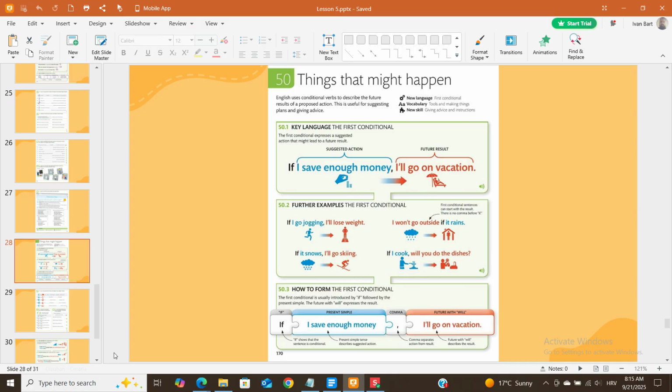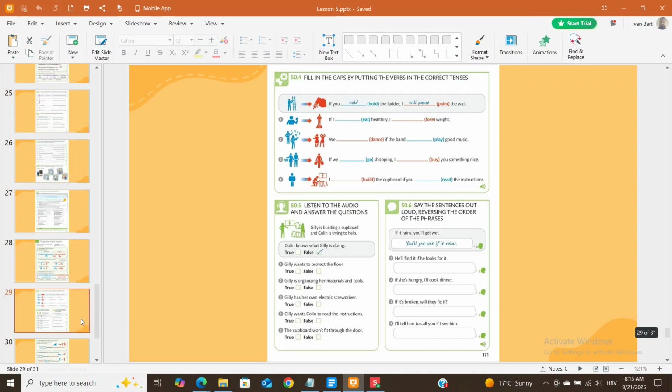50.3 How to form the first conditional. The first conditional is usually introduced by if, followed by the present simple. The future with will expresses the result. If. Present simple. If I save enough money. If shows that the sentence is conditional. Present simple tense describes the suggested action. Comma. Future with will. I'll go on vacation. The comma separates action from result. The future with will describes the result.